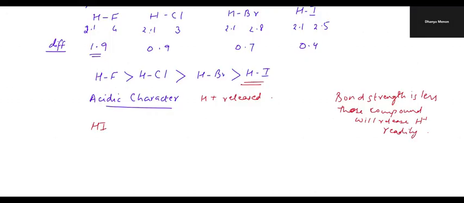So HI is more acidic than the next one, HBr. So the order is the opposite. HBr is having higher acidity than HCl. This is higher than HF. Okay. So because these two topics are related, I just discussed them at the same time. Hope this is clear until now.